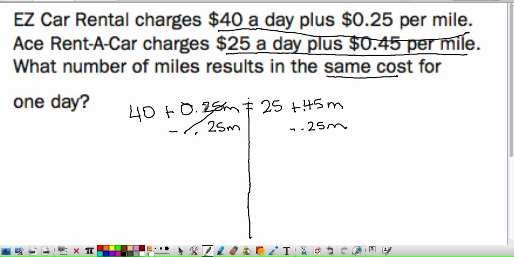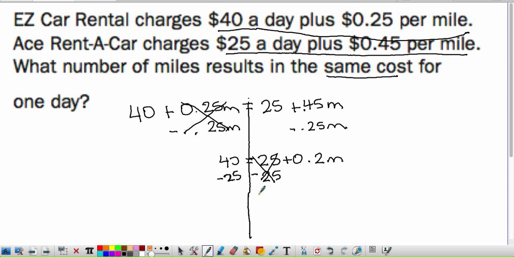0.25m minus 0.25m is 0, and so that leaves us with 40 equals, we've still got our 25, we haven't done anything with that. 0.45m minus 0.25m, remember 5 minus 5 is 0, 4 minus 2 is 2, so we're left with just 0.2m. We've got to bring our plus sign down in between it, we don't want to forget that. Now to get this m by itself, we need to move this 25, and so we're going to cross the equal sign with it, and we're going to do the opposite of positive 25, which is minus 25.